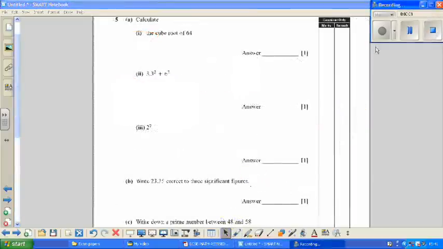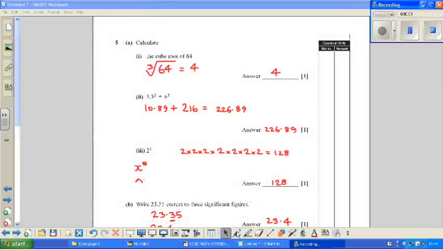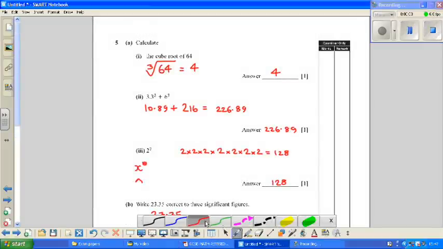Okay, so there's question 5. There's quite a few parts to it. If you stop the video and have a go at that, we'll go through the solutions in a few minutes. So for question 5, we've got various number questions.